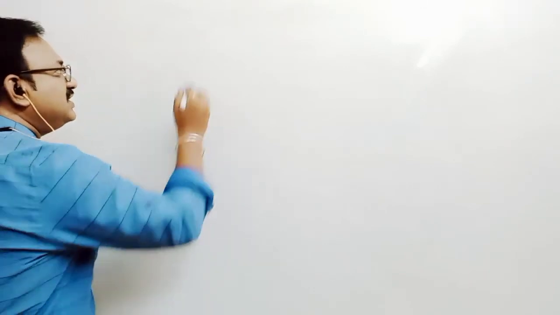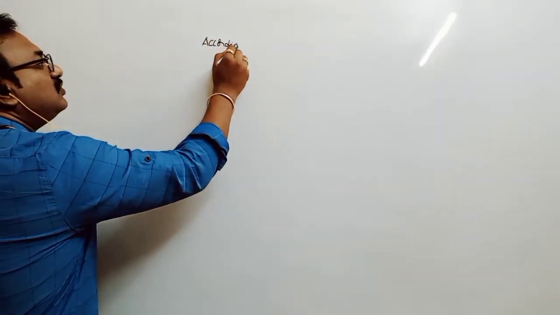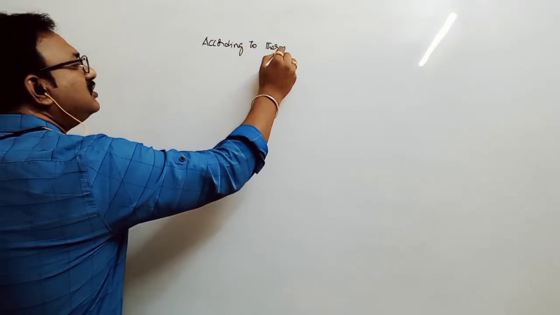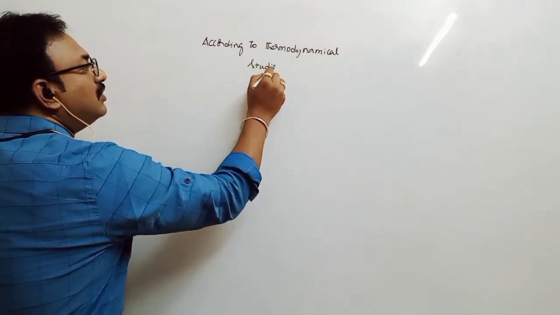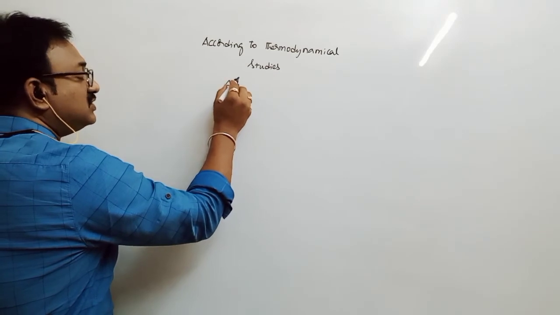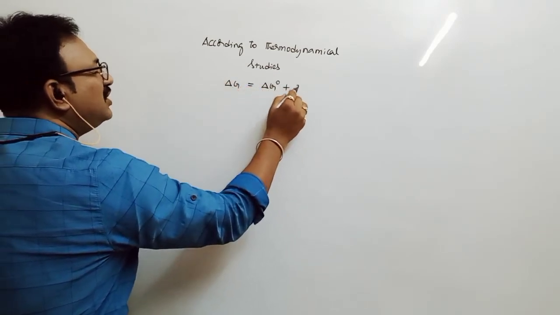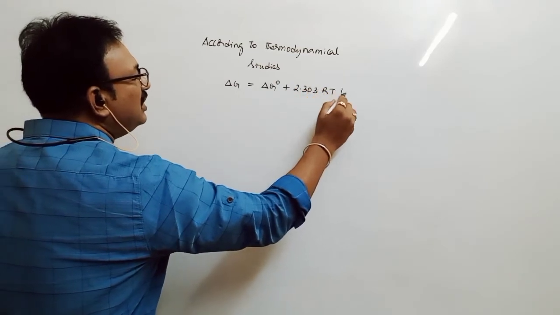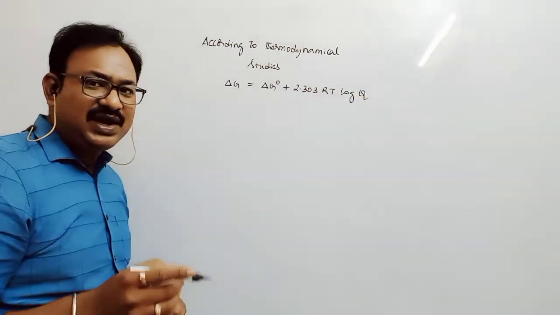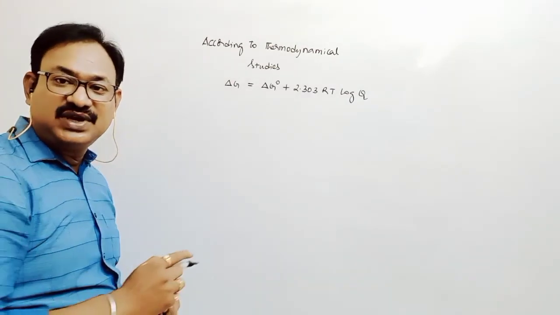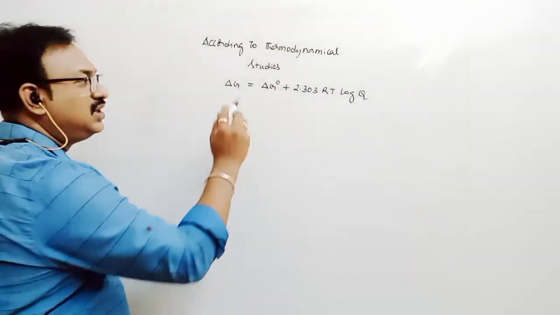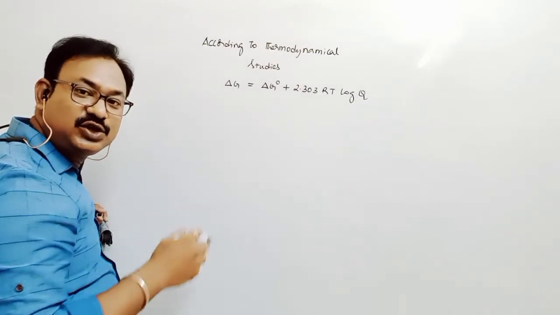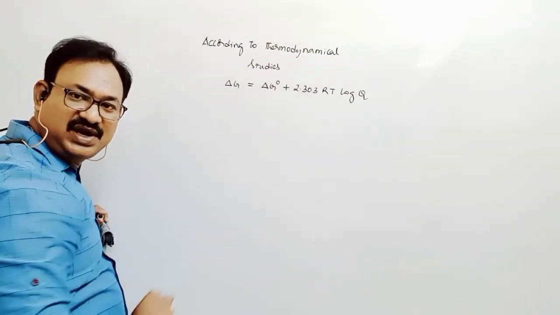According to thermodynamical studies, okay, listen all of you. Del G is equal to del G naught plus 2.303 RT log Q. I have already derived this equation, right? Del G is equal to del G naught plus 2.303 RT log Q, where Q is the reaction quotient. Just now only we described it, right?